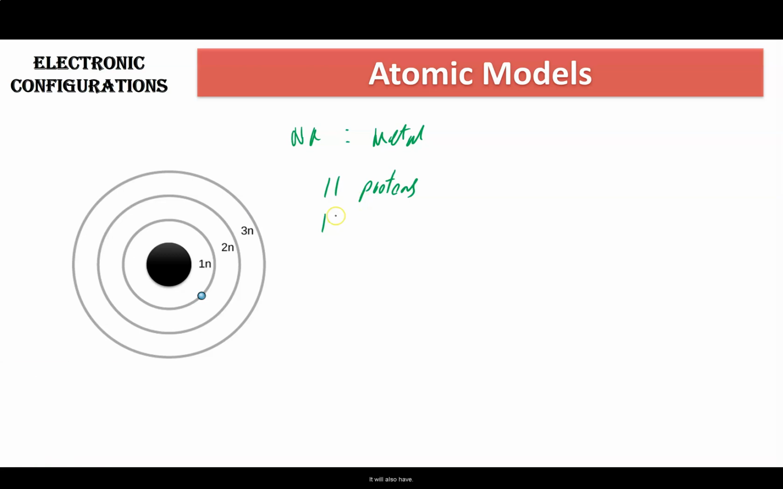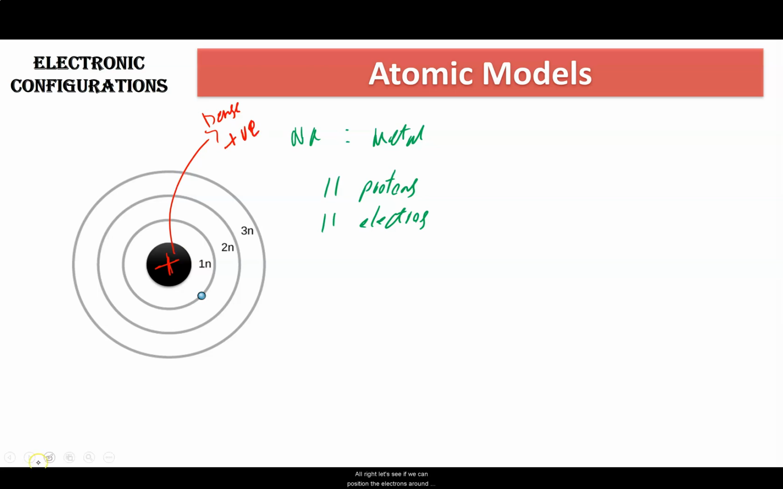It will also have 11 electrons. So it should not be a surprise to you that all the positive charge is found in the core right here. So you will find all the 11 protons in a core. That's a very dense positive core.